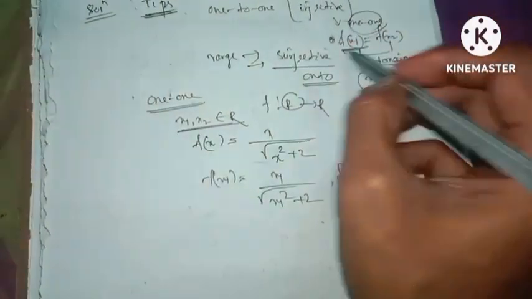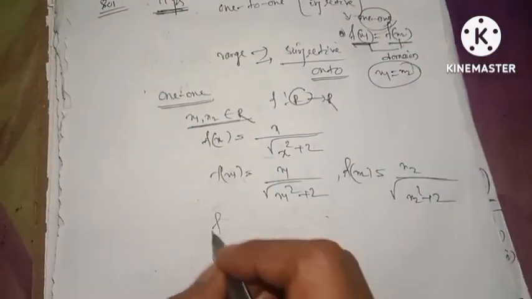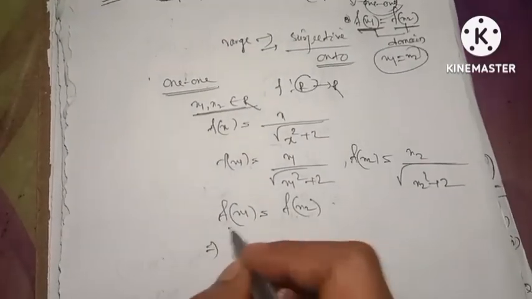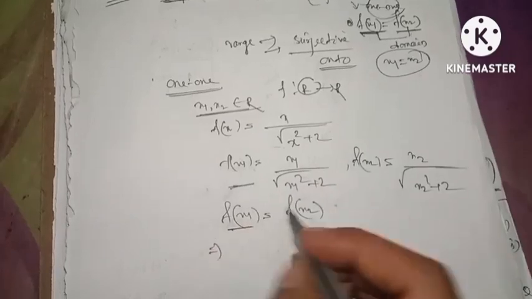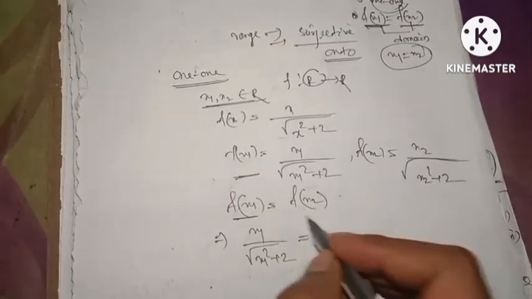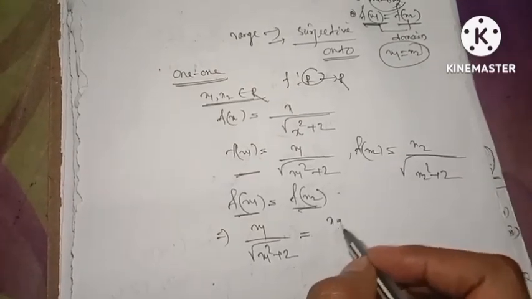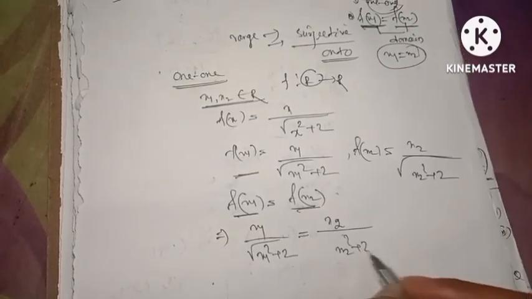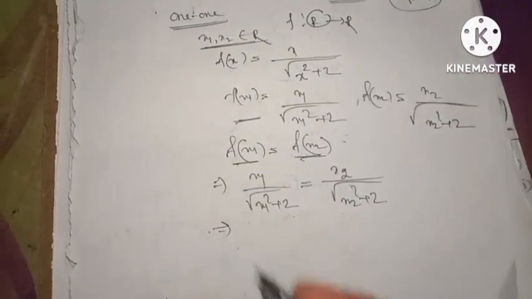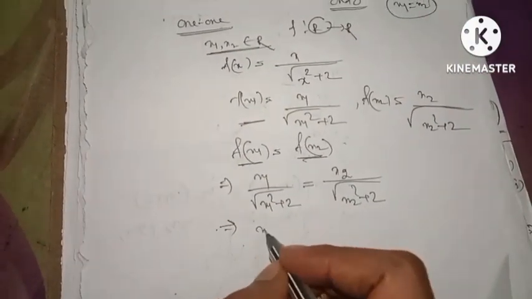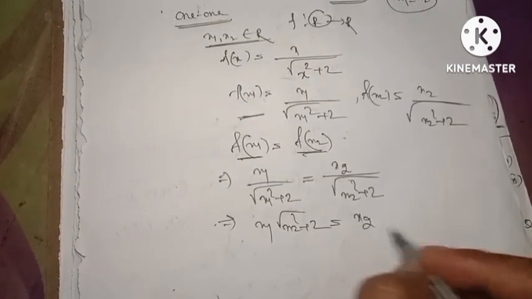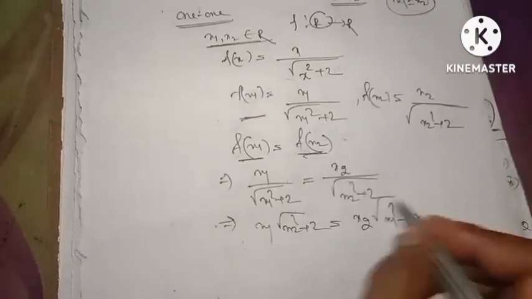So my target is to compare f(x1) and f(x2), when f(x1) and f(x2) are equal. What is the value of f(x1)? f(x1) is x1 / √(x1² + 2). What is the value of f(x2)? It is x2 / √(x2² + 2). This implies, cross multiplying, x1 √(x2² + 2) = x2 √(x1² + 2).